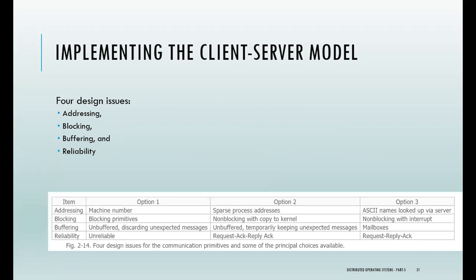Implementing the client-server model. In the previous section, we have seen four different design issues: addressing, blocking, buffering, and reliability, each with several options. The major alternatives are summarized here. For each item, we have listed three possibilities. Simple arithmetic shows that there are 3 to the power of 4, equal to 81 combinations. Not all of them are equally good. Nevertheless, just in this one area, that is message passing, the system designers have considerable freedom in choosing a set of communication primitives.